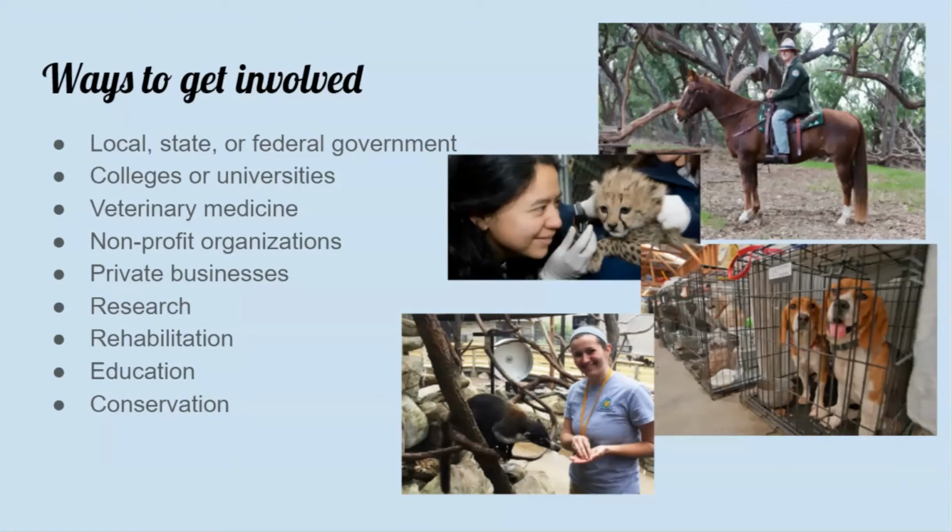Within the field of veterinary medicine, there are a variety of different avenues you can take. You can work with domestic animals, exotic animals, wildlife, or livestock animals. There's also nonprofit organizations that are dedicated to the rescue, rehabilitation, and advocacy of wild animals. There are also private businesses that specialize in wildlife removal or wildlife education. There's also private businesses that specialize in husbandry of specific animals.